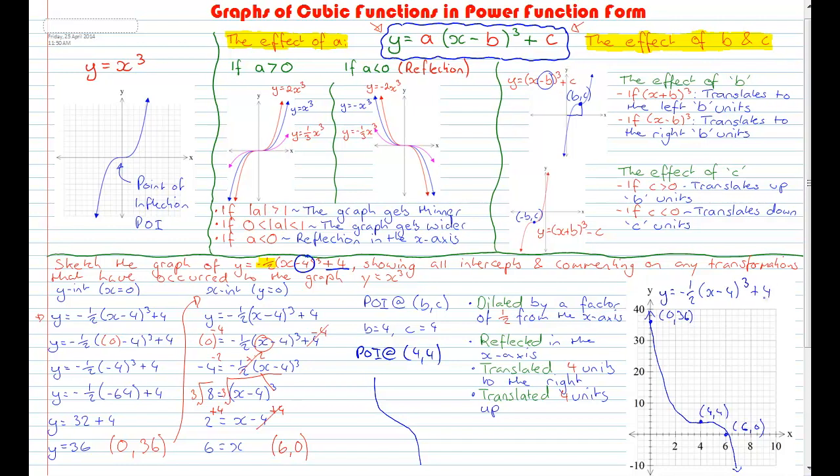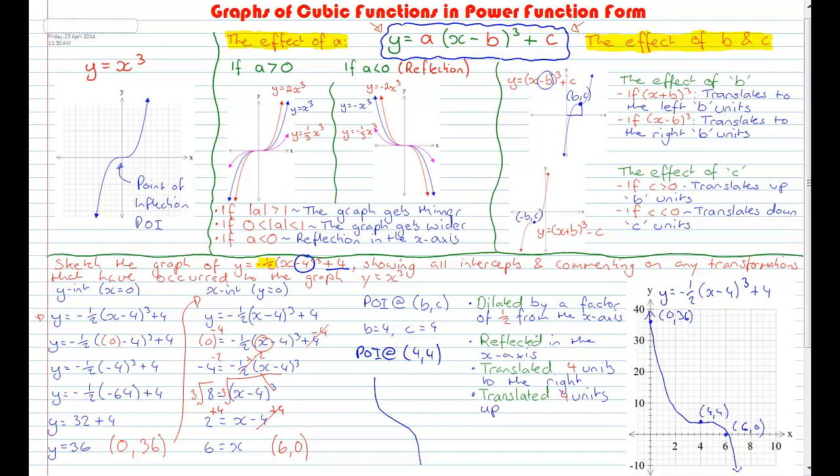The last part of the question says state any transformations that have occurred to the graph y equals x cubed. Well, from our a value, we know that it's been dilated by a factor of 1/2 from the x-axis. Remember, we only talk about the positive value of the dilation factor, but then the negative value out the front of the 1/2 means that it's been reflected in the x-axis.